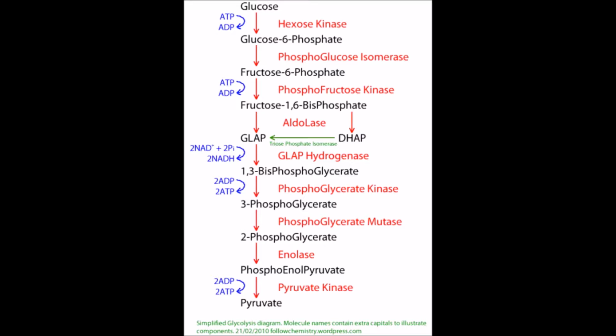The enzyme enolase removes a molecule of water from 2-phosphoglycerate to form phosphoenolpyruvic acid. The enzyme pyruvate kinase transfers a phosphate from phosphoenolpyruvate to ADP to form pyruvic acid and ATP.